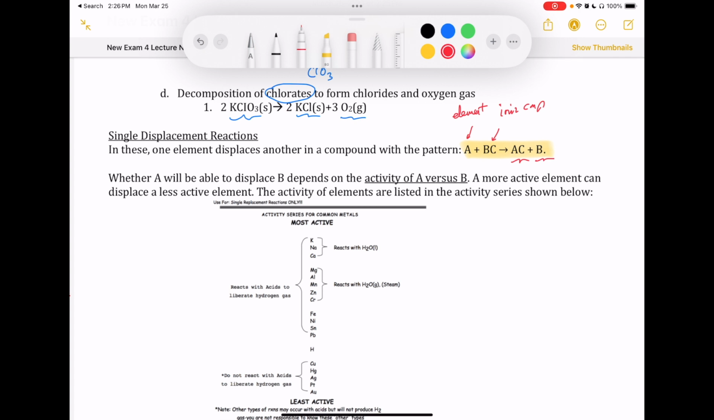But the key pattern that you should recognize in the single displacement reaction is that the element knocks out the cation that originally is there, replacing it. And so now that element becomes the new cation, and then the cation that gets kicked out becomes a new element. And so that's why it's called single displacement, because you only displace or replace a single cation.